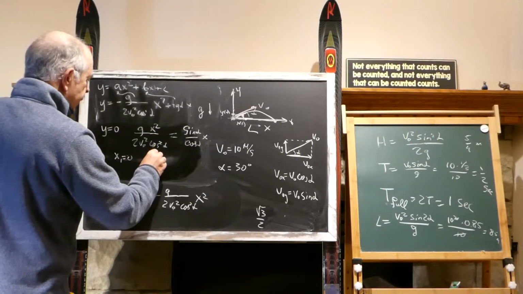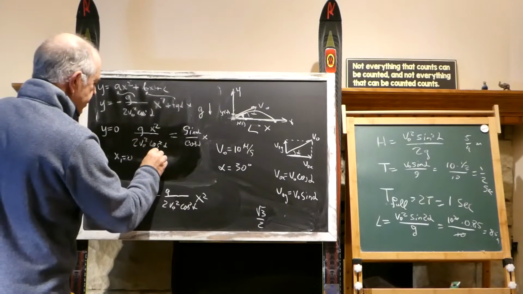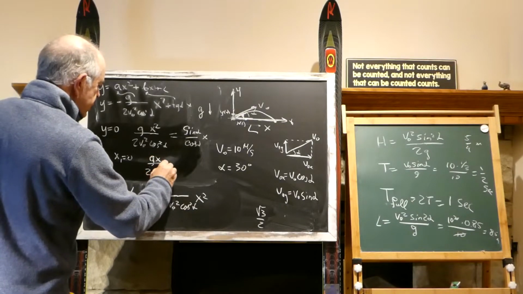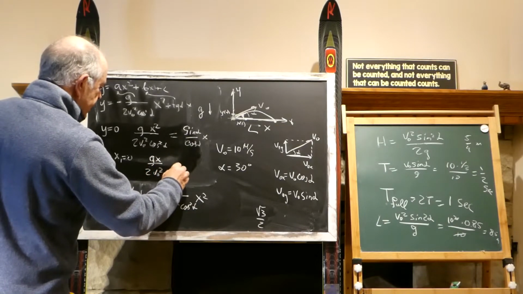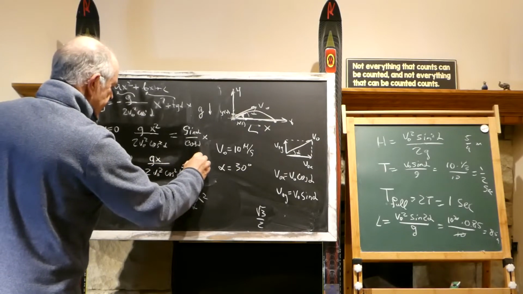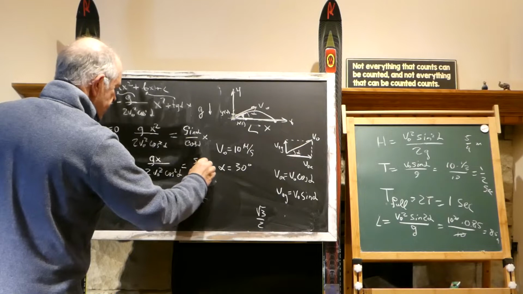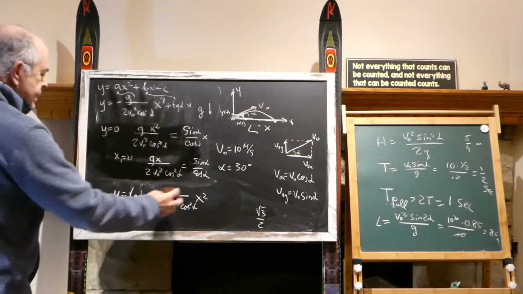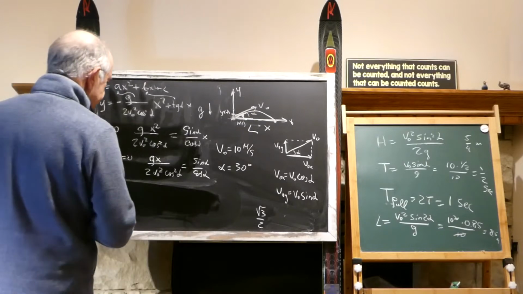I receive g x equal 2 v0 squared cosine squared alpha equal sine alpha cosine alpha, right? And then I can find another x.